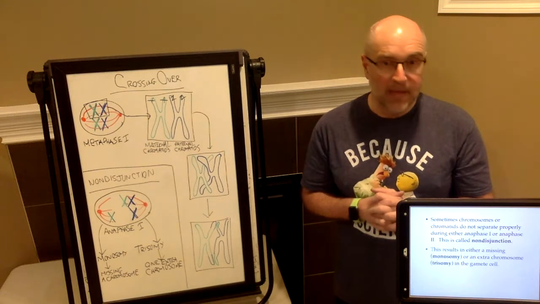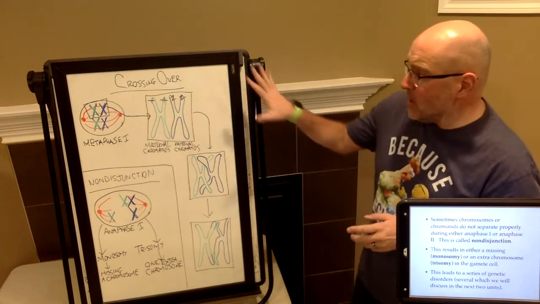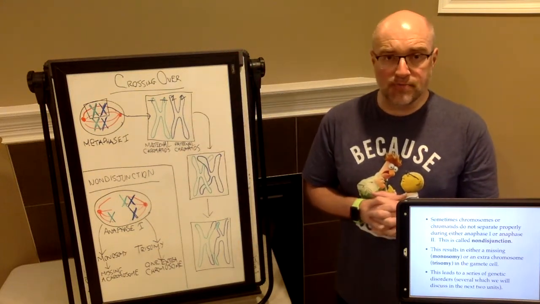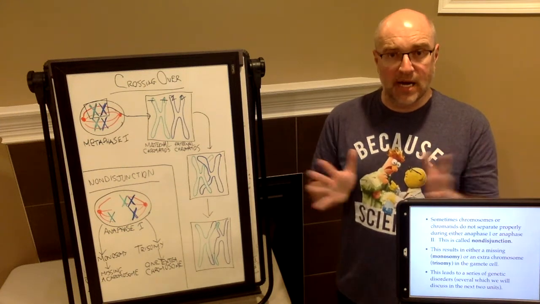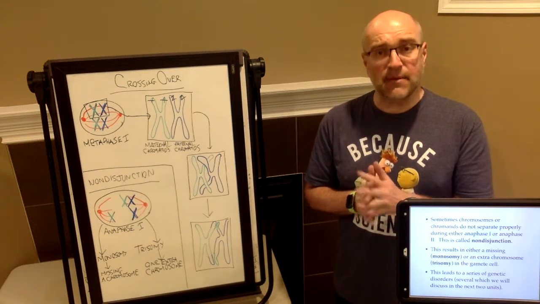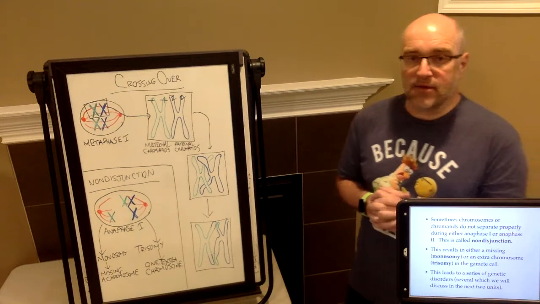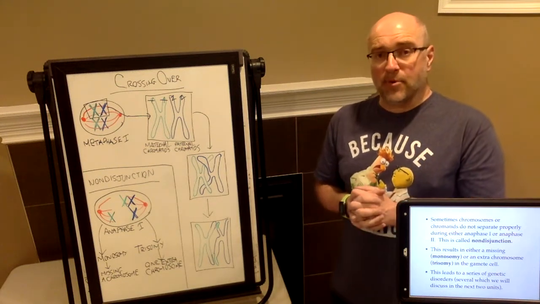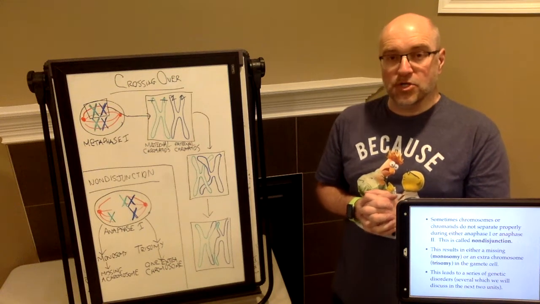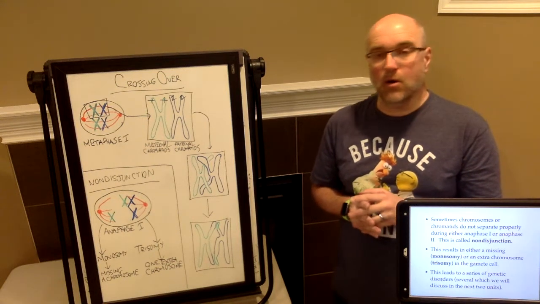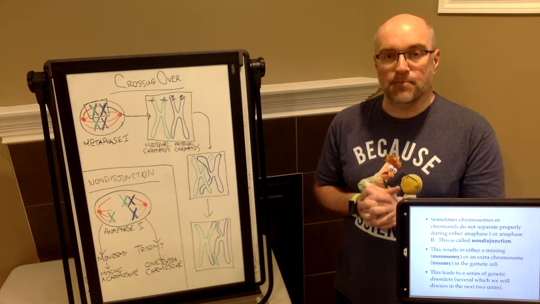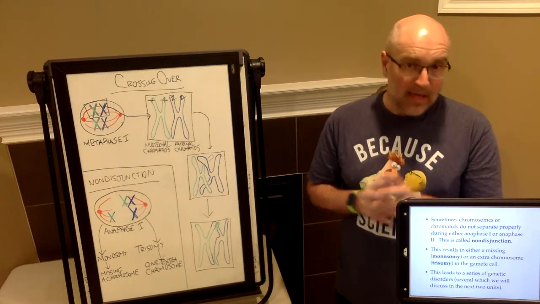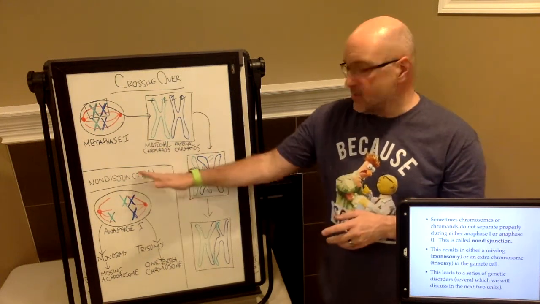One last thing I want to discuss in relation to the separation of genetic material. Sometimes it can go wrong. There are some cases where genetic material doesn't separate properly at anaphase 1 or during anaphase 2 or during one of the separational processes in meiosis. This process is known as nondisjunction.